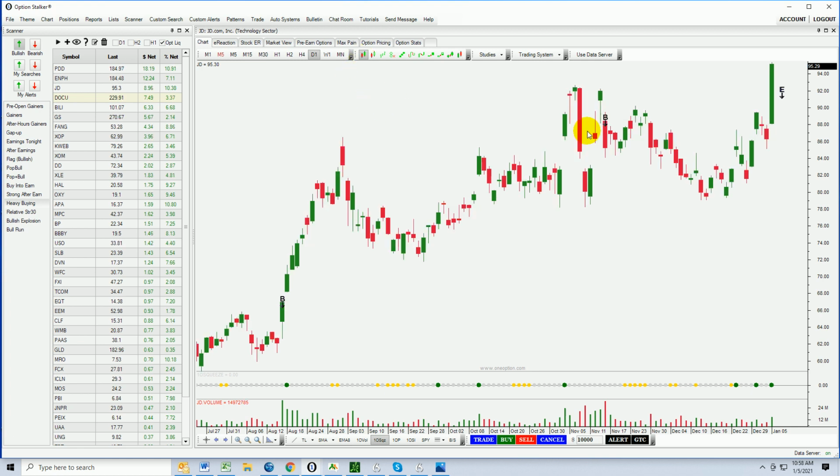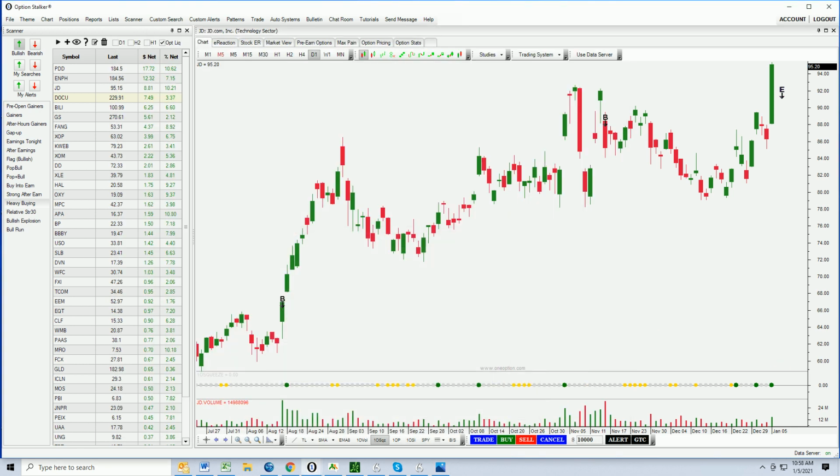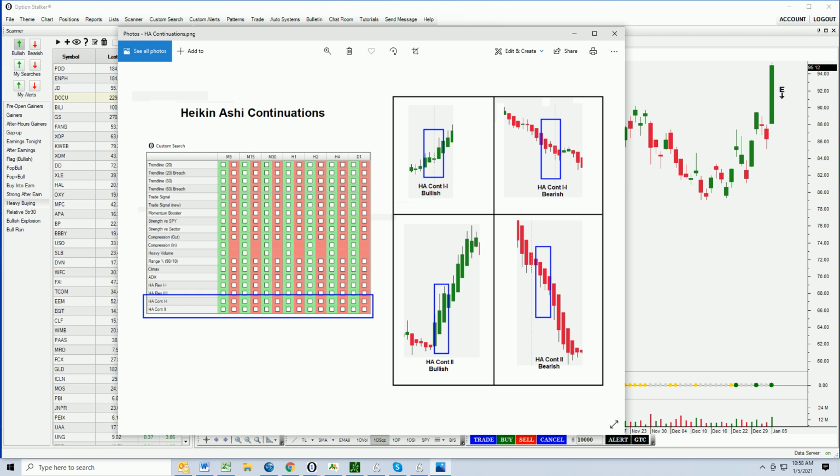We'll take a look at a regular candlestick. There on a regular candlestick chart, you can see long green candle closing on its high, breaking out to a new all-time high on heavy volume. Compression out. Really nice stuff. HA continuations, Heikin Ashi continuations. There we're just trying to join an already strong formation. And then you also have the HA reversals as well.